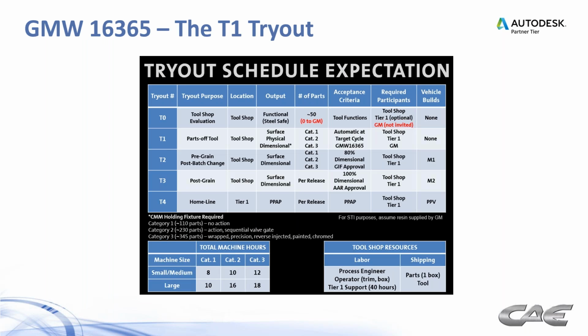So that's the Moldflow standards. Now we're going to move on to the T1 tryout standards, and you know, there's 5 different stages there of the tryouts, T0 through T4. The T1 tryout, the purpose of that is to get parts off the tool at the tool shop, and the output is surface and physical and dimensional issues that need to be worked out. So basically, this is the one we're going to focus on here.